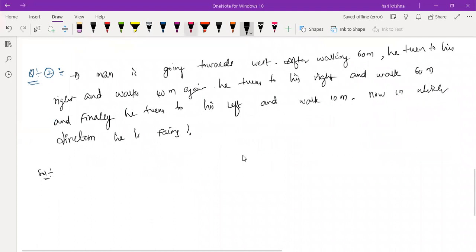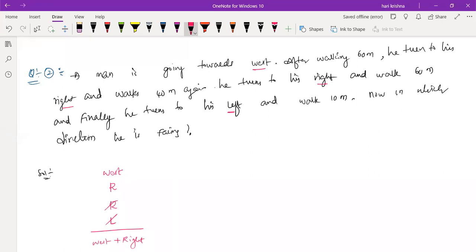So what will be the answer? First he is traveling towards the west. Then he turns to his right. Take R. He turns to his right again. So take one more R. And he walks and turns finally to the left. So we have to cancel the left and right because they are opposite. So the final answer will be west plus right. So what is the west plus right answer?